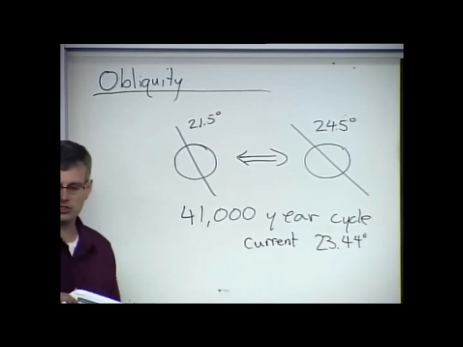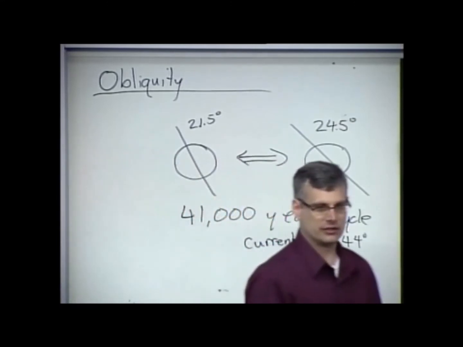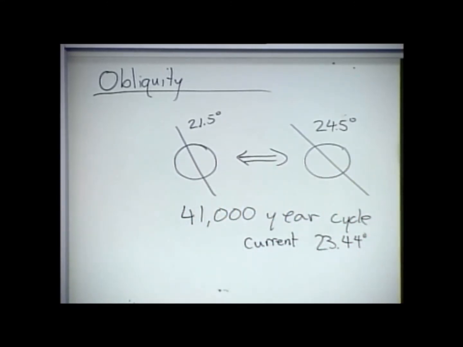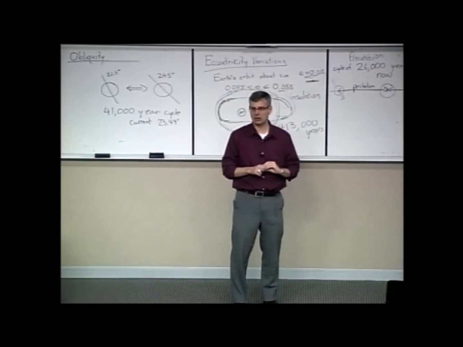And this is a problem too. First of all, it doesn't affect net insolation, but the higher the obliquity, the more extreme summer and winter become, the harder it is to grow things. That also influences the biomass significantly on the planet. And who knows what that does.